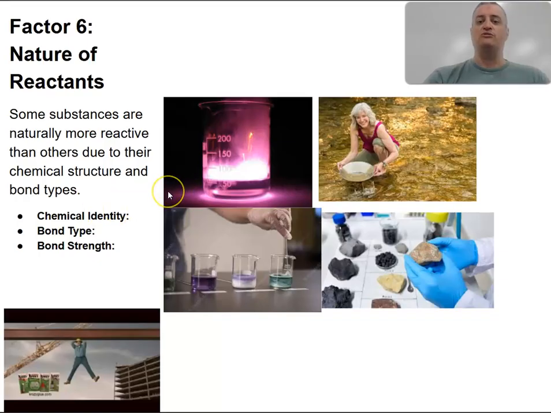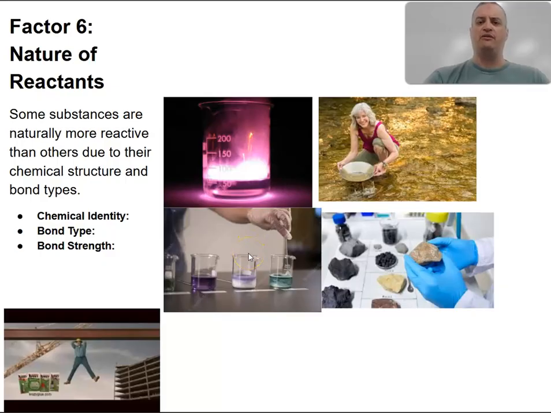Some elements lose or gain electrons more easily. We talked about this with ionization energy and electron affinity long ago. For example, potassium reacts explosively in water, while gold doesn't react at all. So based upon their atomic structure, that might change the amount of energy required to react.